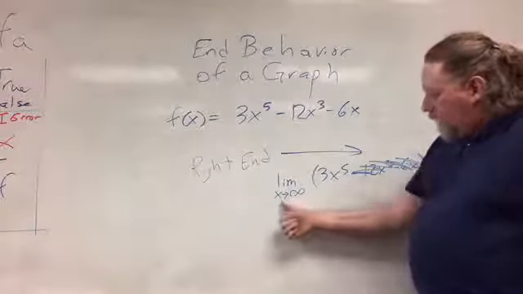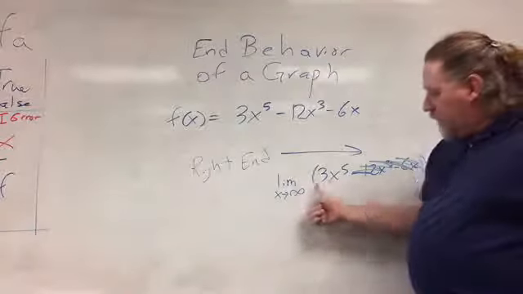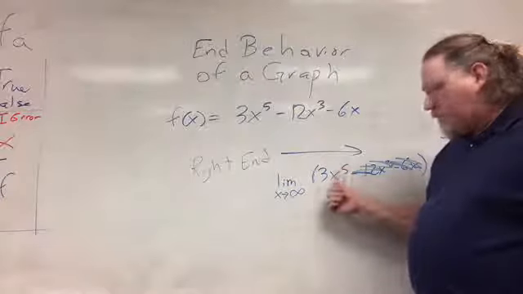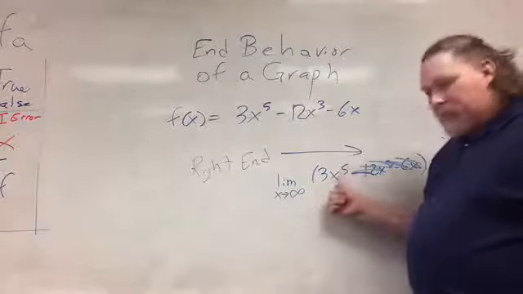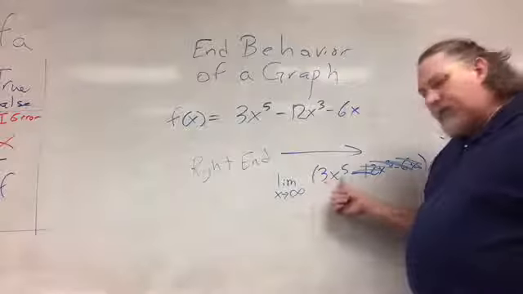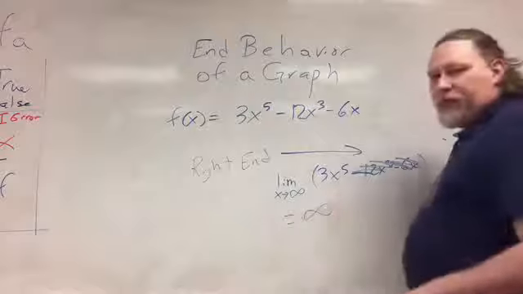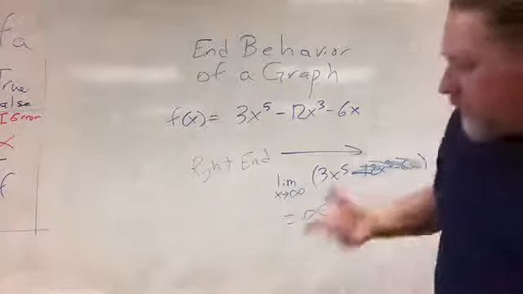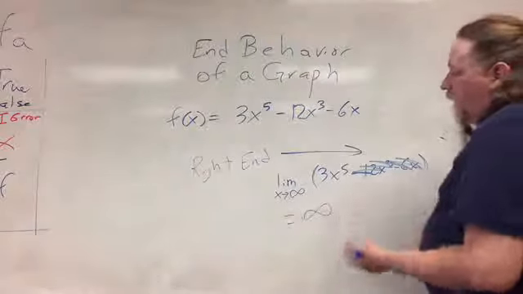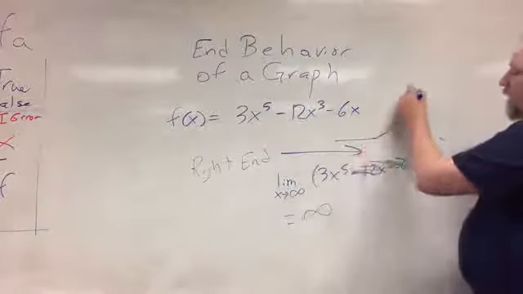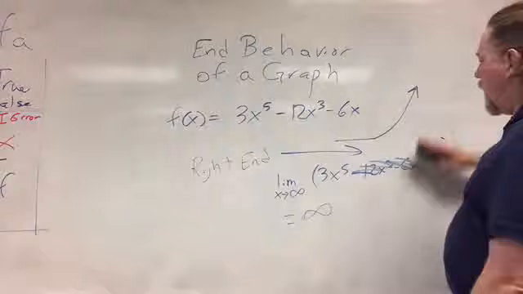So now we have x going toward infinity. I have a huge number to an odd power. That's going to be a huge number. Times 3, that's positive 3, so a positive times a positive is a positive. This thing is going off toward positive infinity. So what did that just tell me about this graph? That just told me that as this graph goes to the right, it keeps heading up forever.